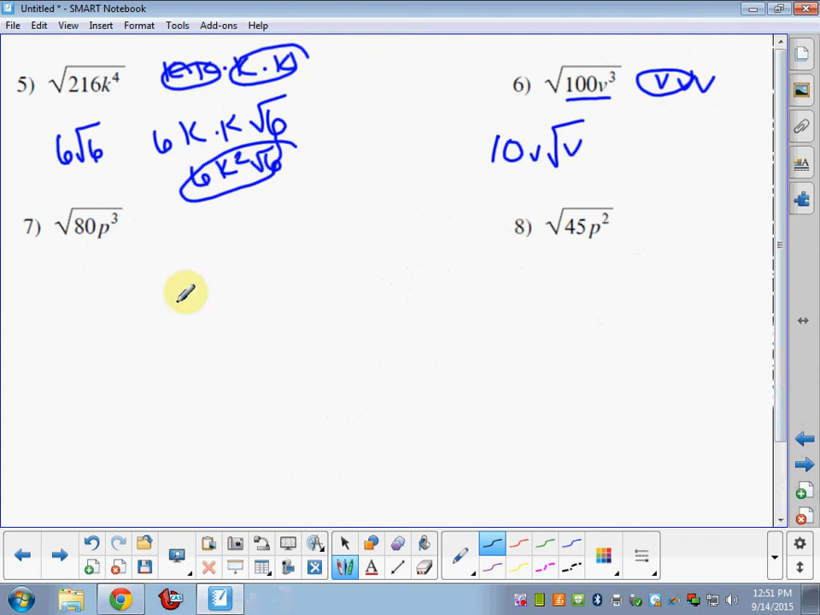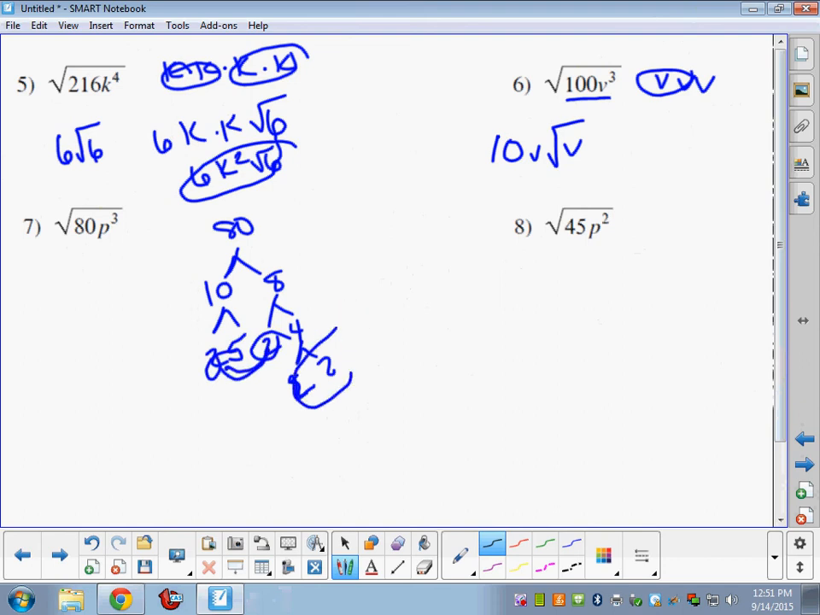Okay, 80. I would do prime factorization because it would be fast. So I would choose to do 10 and 8. And then I would do 8 is 2 and 4. 4 is 2 and, oops, that should be a 2. And 10 is 2 and 5. So I can see I have a pair of 2's here, and a pair of 2's here, and a 5 left over. So a pair of 2's gives me a 2, a pair of 2's gives me another 2, a 5 left over.